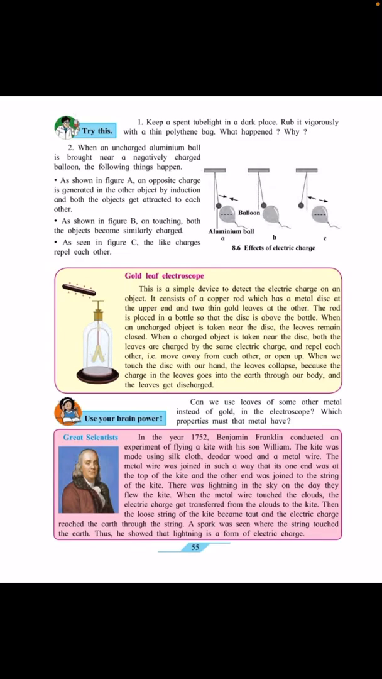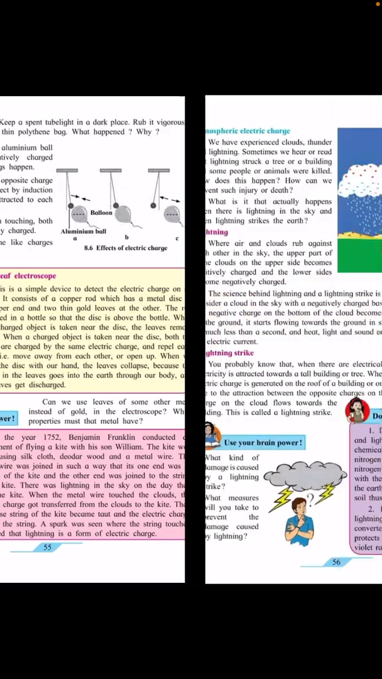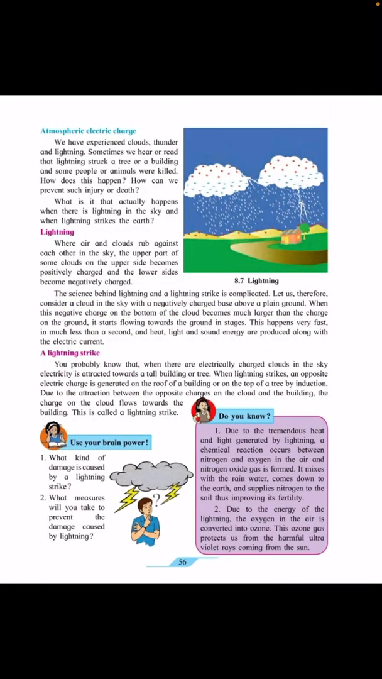Next page, gold leaf electroscope, the yellow box. So just read it and try to understand. And the above experiment, like 8.6 effects of electric charge, that also you will read. Next page, atmospheric electric charge, lightning. So what happens during lightning? We are experiencing lots of lightning nowadays due to rainfall, thunderstorms and all. So what is the concept of that? Then a lightning strike. So you can read that last paragraph also.